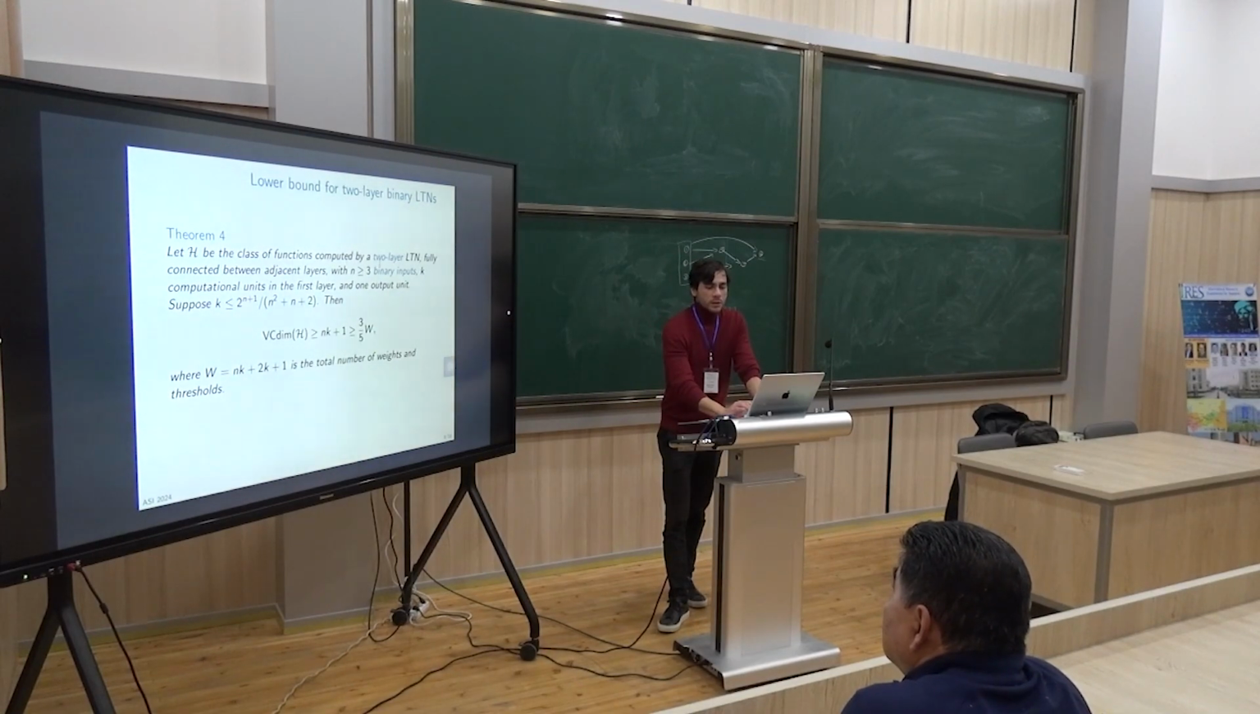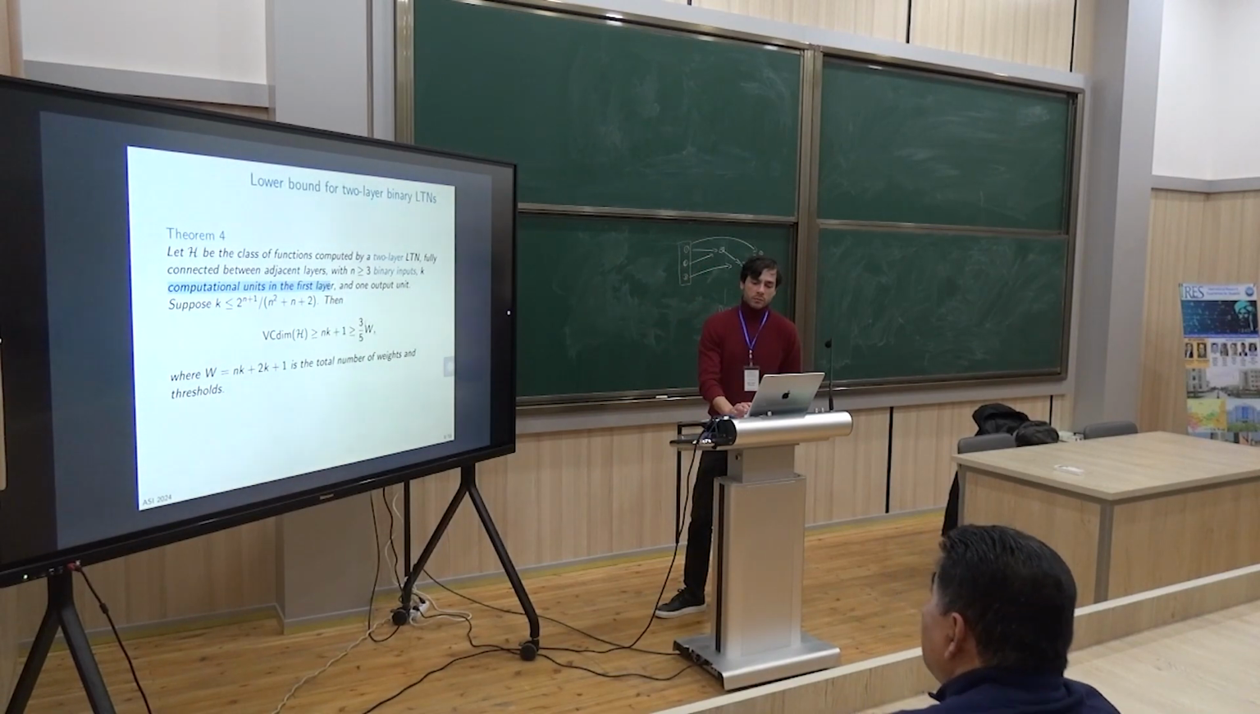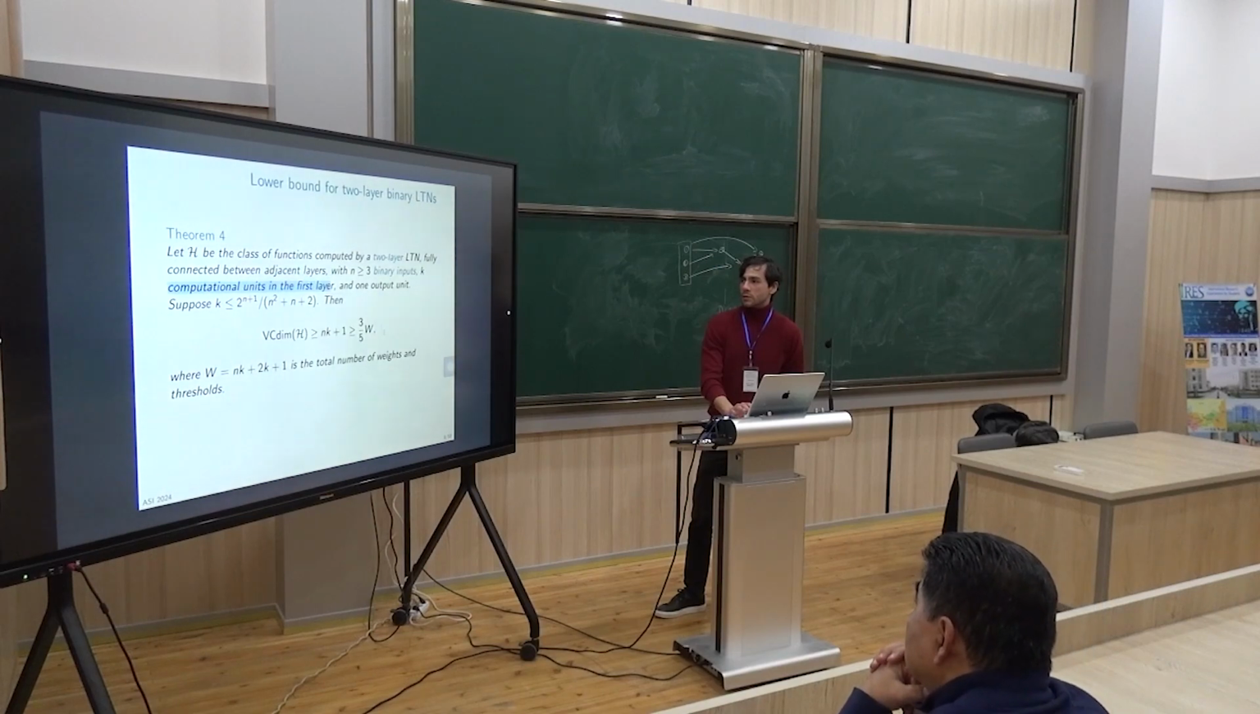And here we may consider binary inputs for simplicity and to start. So our input data is going to be binary vectors in n dimensions. And then we have k computational units in the first layer and one single output unit. And so in this case, we can obtain this lower bound for the VC dimension, that is n times k plus 1. And so for this particular structure, that turns out to be equal to or bigger than or equal to W, where W is the total number of weights and biases and thresholds.